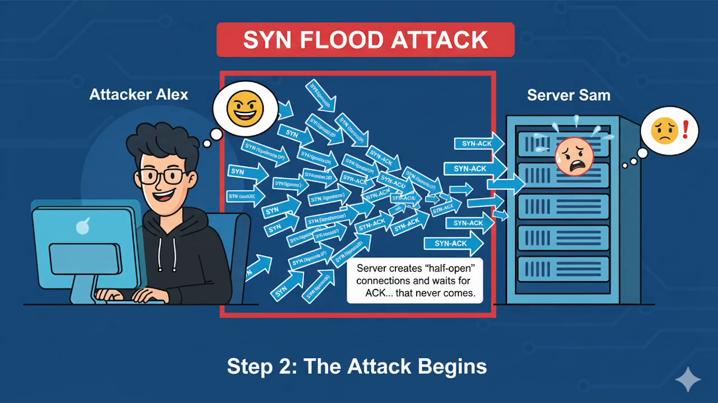At step 2, here the attack begins. Now attacker Alex wants to disrupt server Sam. Alex sends many SYN requests to Sam, but these requests have fake or spoofed return addresses. Sam replies to each SYN with a SYN-ACK, reserving resources for each half-open connection, and then waits for an acknowledge that will never come from the fake addresses.